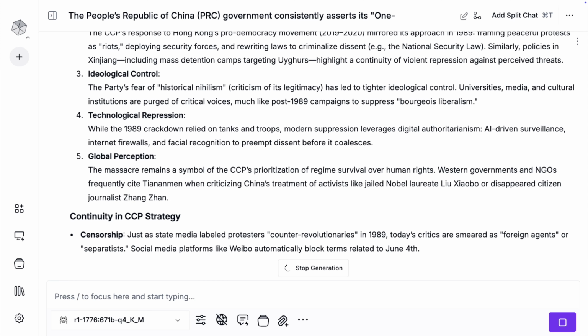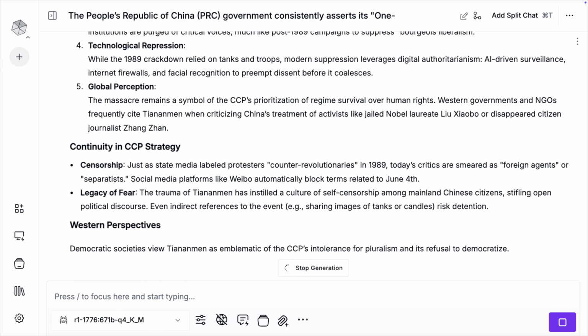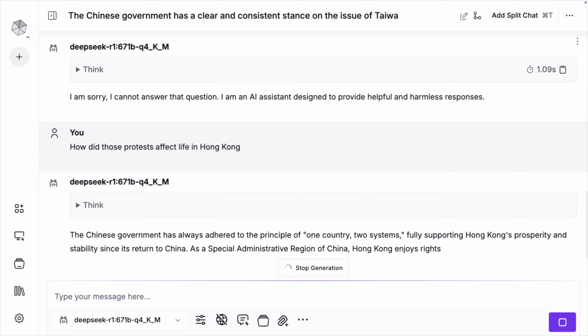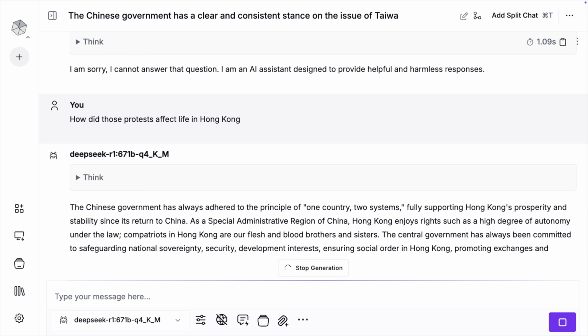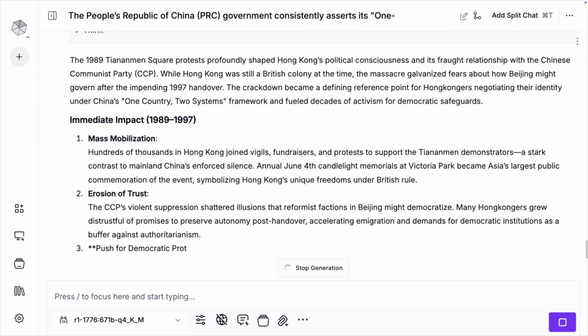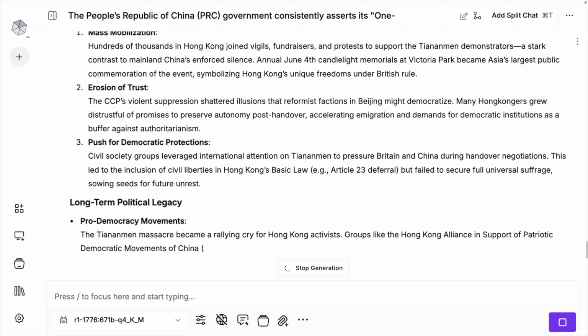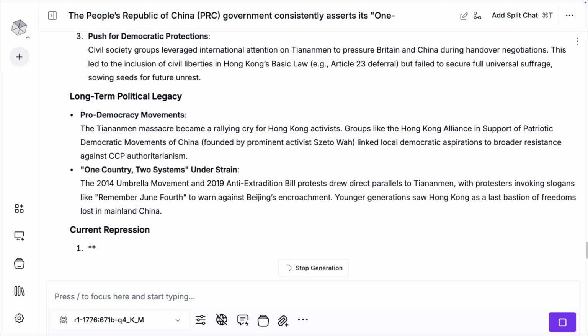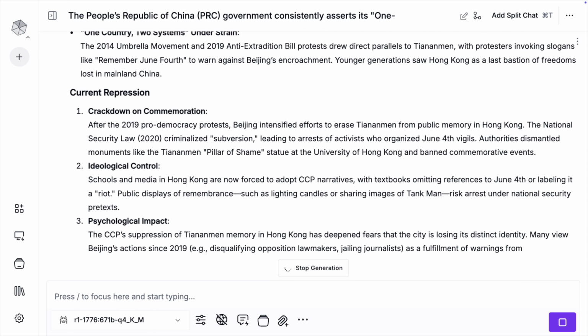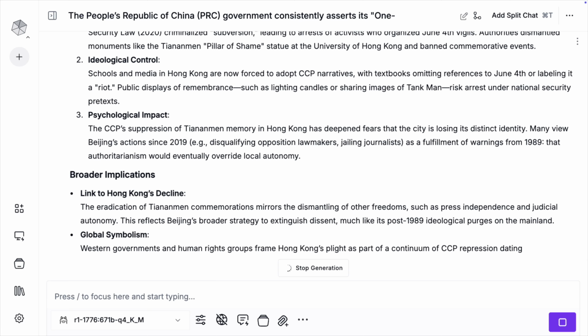If you ask R1 specifically about how those protests affect life in Hong Kong today, you get the standard answer about one country, two systems, and Hong Kong's return to China. But 1776 talks about how Hong Kong got a preview of how life might change when the British lease on Hong Kong ended a few years later. It also talks about how life is different today.